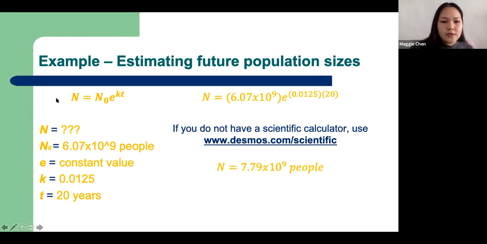We're given this equation, and all we have to do is plug in what we know. We know that our N naught, our initial population size, is 6.07 times 10 to the 9. We'll plug that in, and we'll multiply that by our E function. So we'll write in E to the K, our growth rate, 0.0125 or 1.25%, multiplied by T, our 20 years. So we can plug that all in.